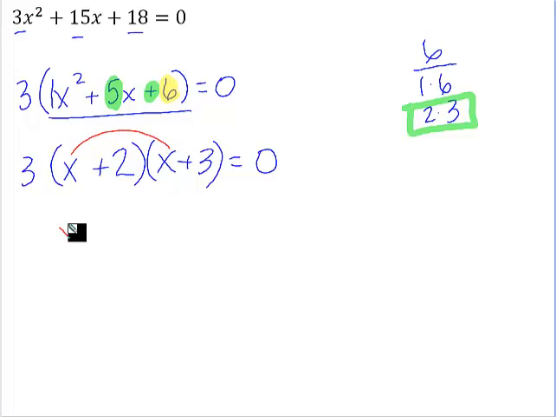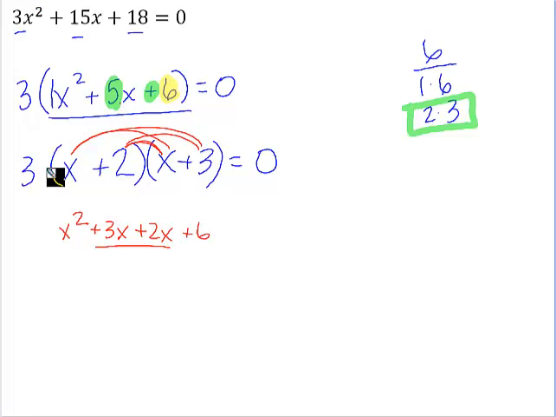x times x is x squared. x times 3 is 3x. 2 times x is 2x. 2 times 3 is 6. Yep, that works. So now we can use our zero product property.